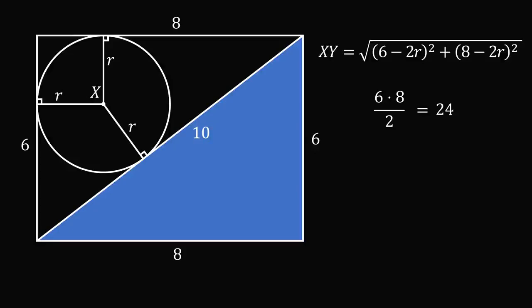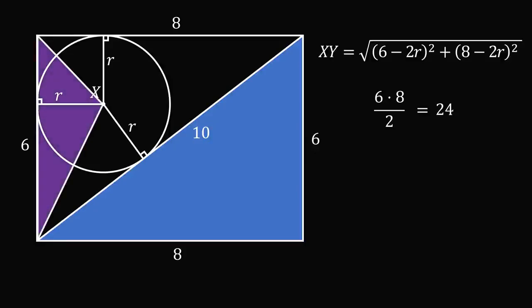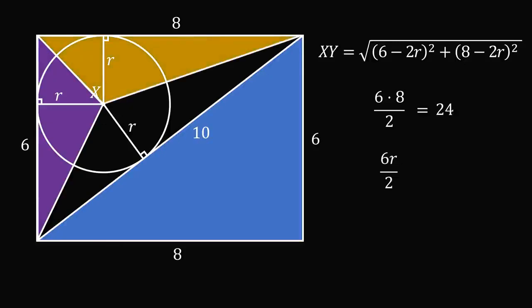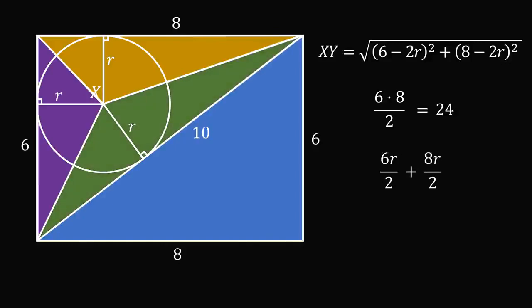We'll now construct 3 triangles. This triangle has a base equal to 6 and a height equal to r, so its area is equal to 6r over 2. This triangle has a base equal to 8 and a height equal to r, so its area is equal to 8r over 2. This triangle has a base equal to 10 and a height equal to r, which means its area is 10r over 2. The sum of these 3 areas is equal to r times the semi-perimeter of the triangle, which is also equal to 12 times r.